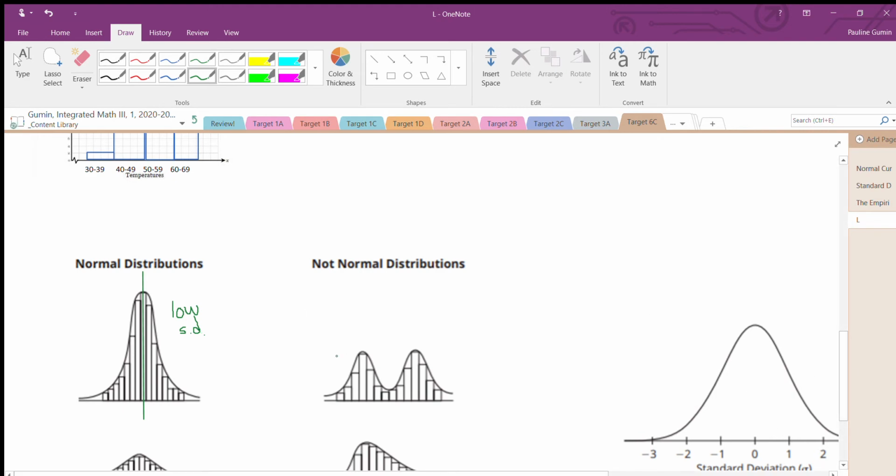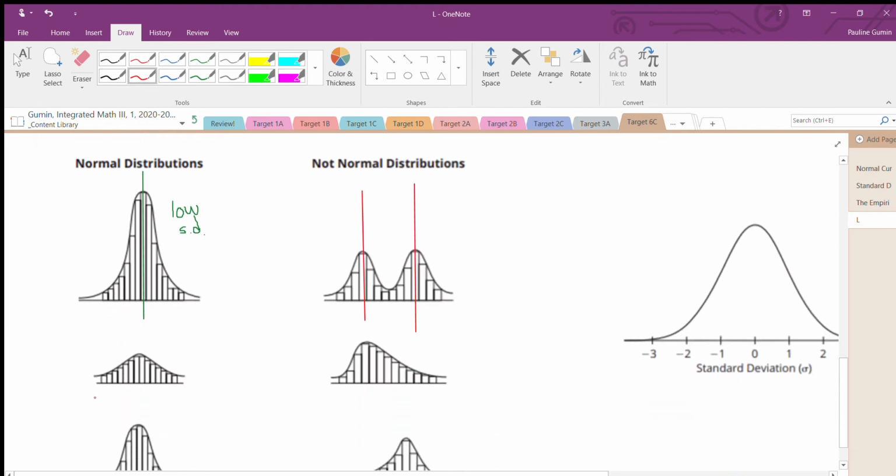This one is not a normal distribution because it actually looks like it has 2 peaks. And that doesn't really make sense. I can't really have 2 means. It's a distribution, but it's not considered normal.